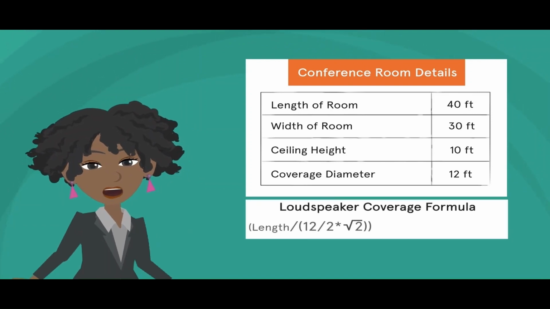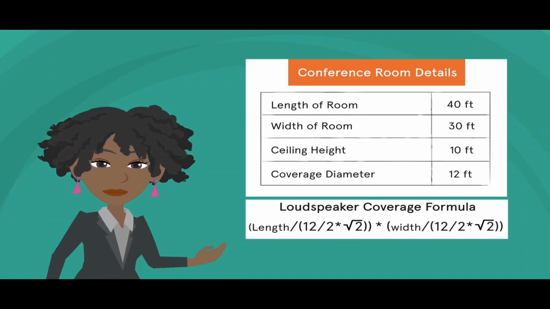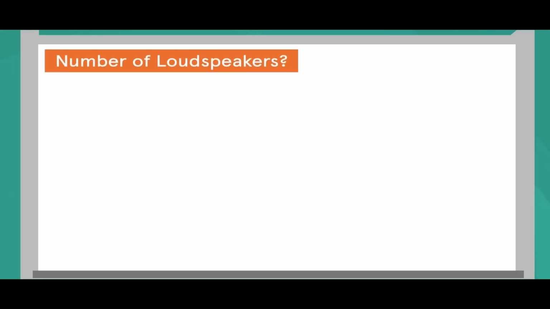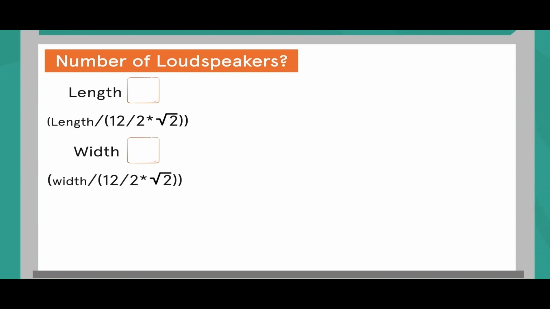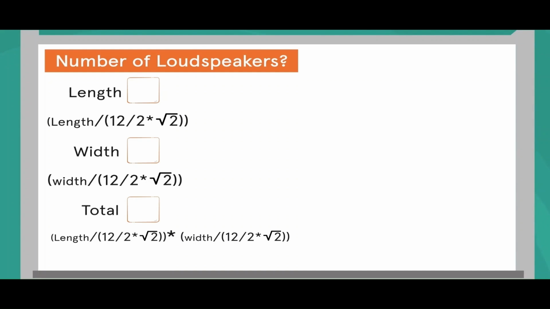To calculate partial overlap loudspeaker coverage, we use this formula. To determine the number of loudspeakers needed, calculate the required loudspeakers for the length of the room and round to the nearest whole number, then do the same for the width of the room. Finally, multiply the 2 rounded numbers to get the total.